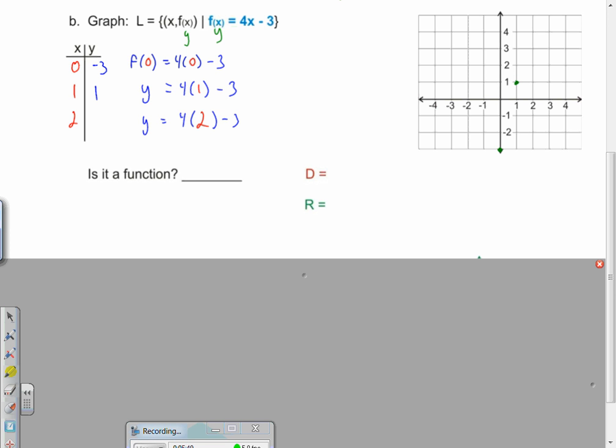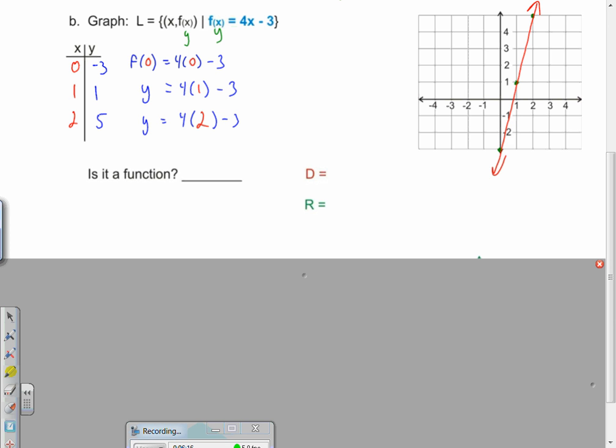So again, doing the math, right? 4 times 2 is 8. 8 minus 3 is a 5, and we get the point (2, 5). Grab my green. I'll go 2 to the right and 5 up. And it's right there. Okay, again, remember, connect your points with a line. Put arrows on both ends.